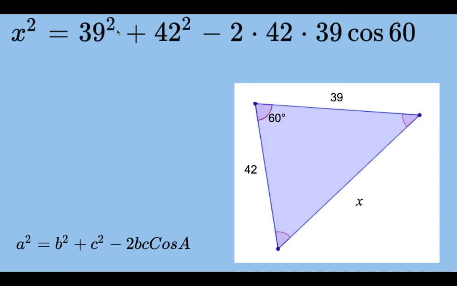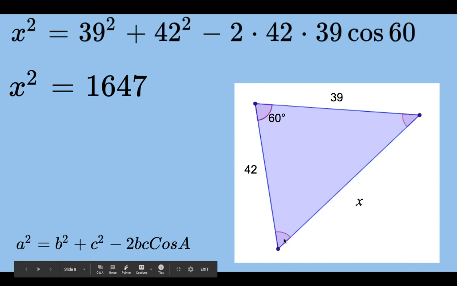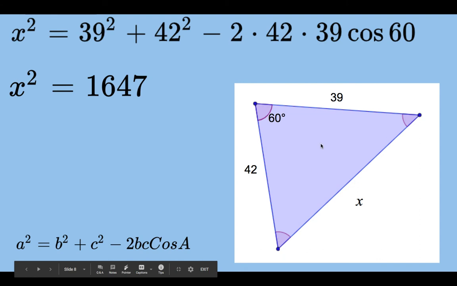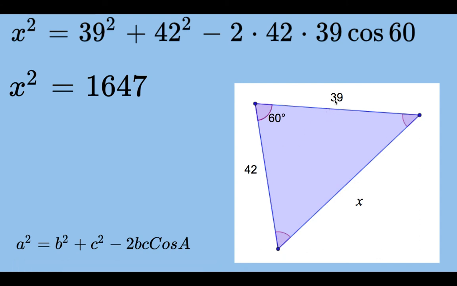And again, I've substituted quite poorly here. 39 squared, so this is B, but over here I've swapped it around. It doesn't matter. This is our B, this is our C, as long as we put it all in. So 39 squared plus 42 squared minus this, we put it all into our calculator. Again, we get x squared equals 1,647. If you think of a triangle, this is not going to be over 1,000 if this is 39 and 42. We would actually expect it to be somewhere in between 39 and 42 because this angle is 60.